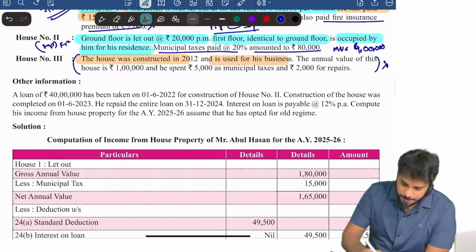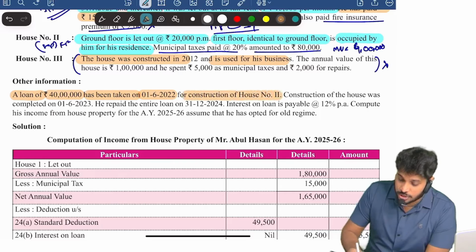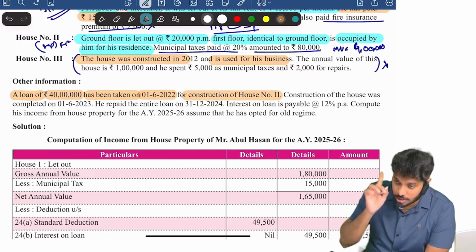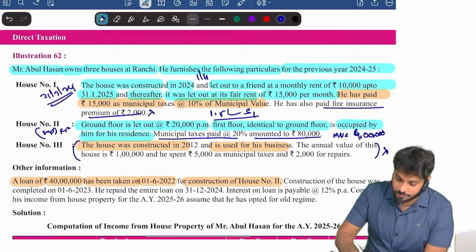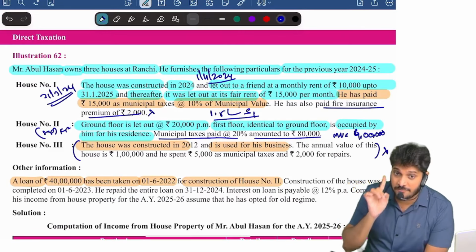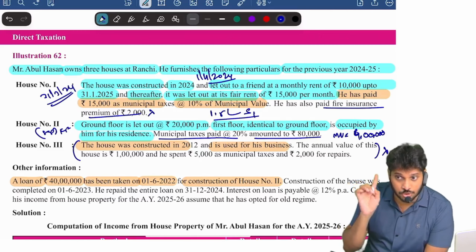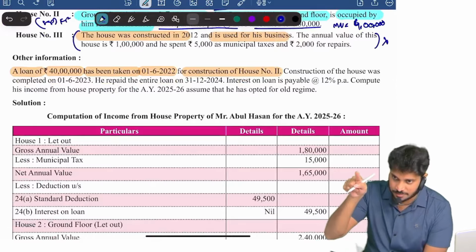Next, a loan of 40 lakh had been taken on 1st June for construction of house number 2. Remember, it's the house number 2 loan. House number 1 loan is not given. So I assume that house number 1 is available from 1st April 2024 onwards. It is available, I assume. Okay, fine, if they give any information, we will take that.